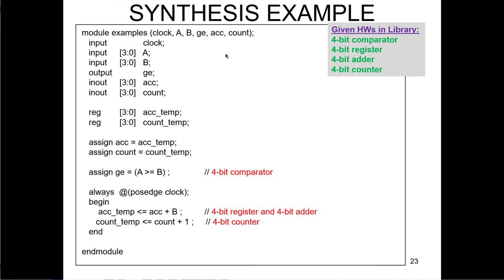All right, if we look at this in code, we have a clock, A and B, a greater than or equal, and an accumulator and a count. When the synthesizer looks at this assign, greater than or equal, A greater than or equal to B, and of course A and B are 4-bit vectors, this is a 4-bit comparator. So the synthesizer is going to look in the library, find a 4-bit comparator, and grab it. Then you have this always block here where you're going to increment the temporary accumulator with the current accumulator plus B. So you're going to add 4 bits to the 4-bit accumulator right here.